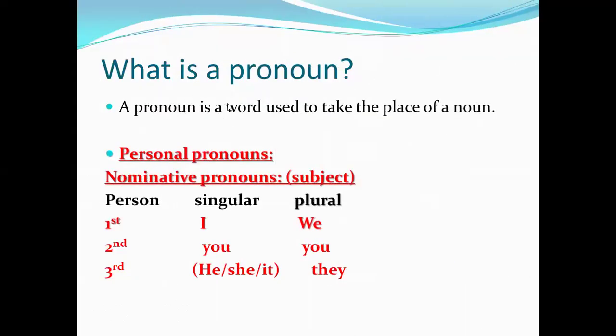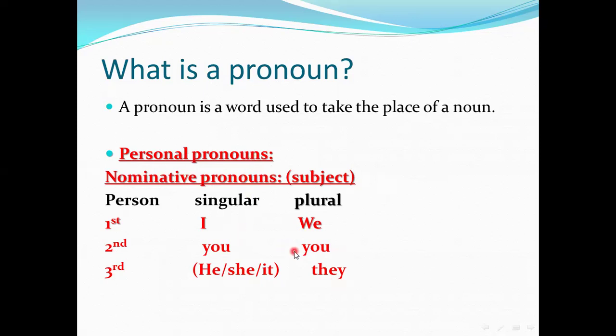And also in the previous videos we talked about what a pronoun is. A pronoun is a word used to take the place of a noun. Like when we say he plays football, we can say Ahmed plays football. So he here replaced Ahmed. So we have here I, we for plural, you, she, he, it, and they. These are called personal pronouns or subject pronouns.